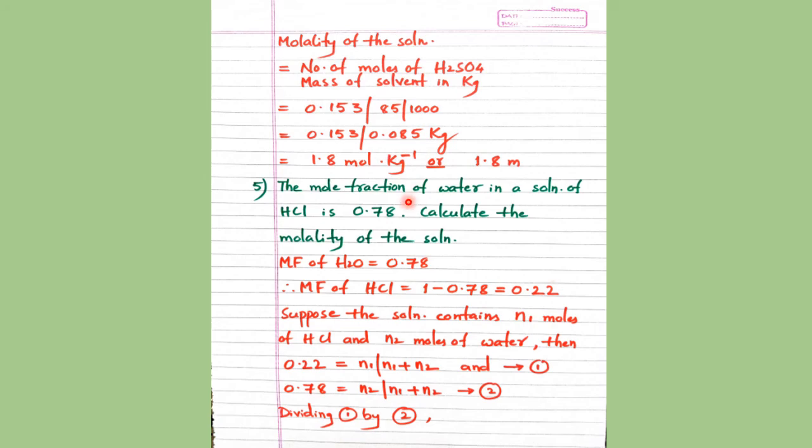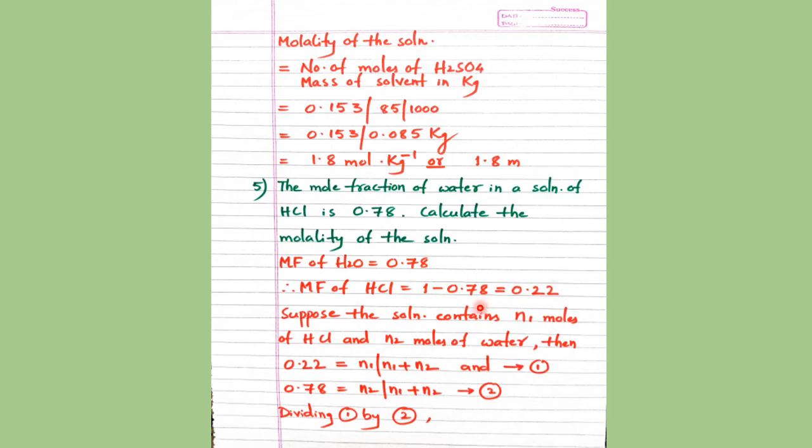Now, we'll go to the fifth example. The mole fraction of water in a solution of HCl is 0.78. Calculate the molality of the solution. Mole fraction is given as 0.78. Now there are two components, one is water, one is HCl. If one is 0.78, the other automatically becomes 1 minus that much.